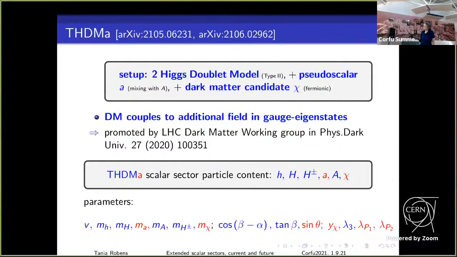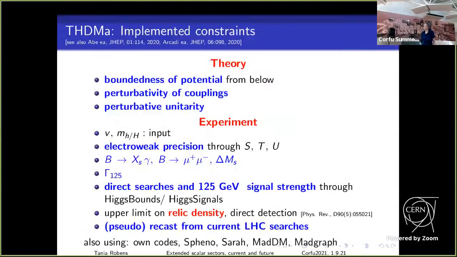You have this scalar particle content: the standard model-like scalar, then, in blue, the typical two-Higgs-doublet model additional scalars, and then you have an additional pseudoscalar and the dark matter candidate, and a very long list of parameters. I'm not going to go through it. You have 12 free parameters, basically.